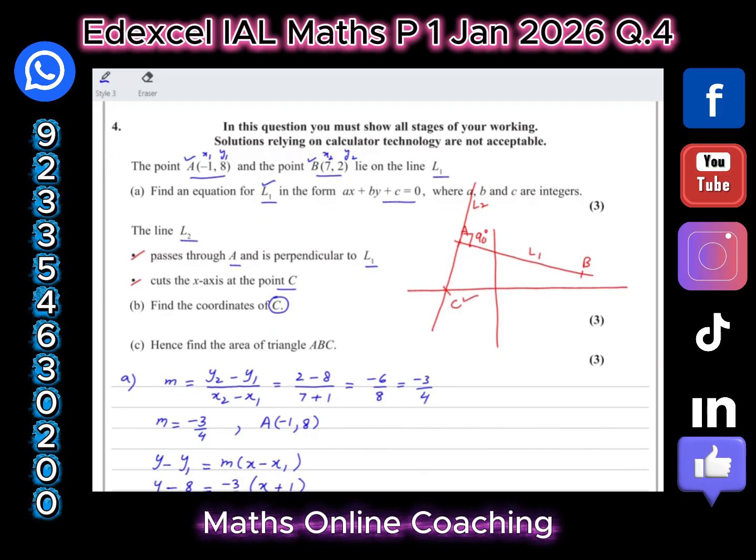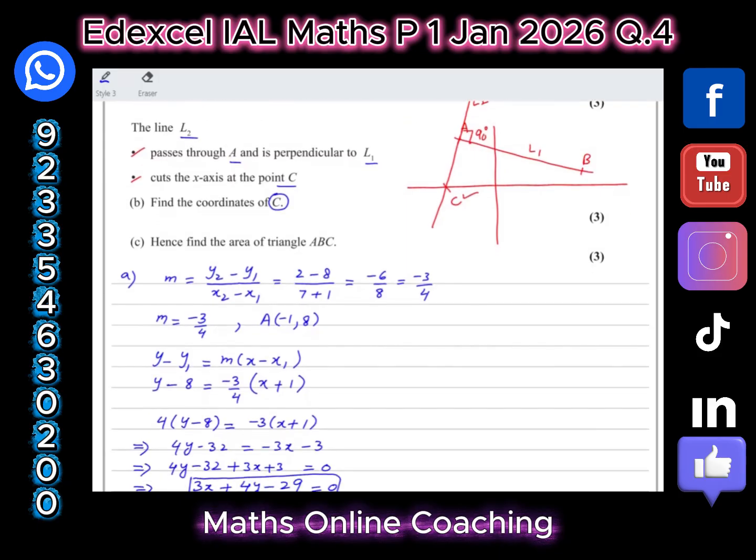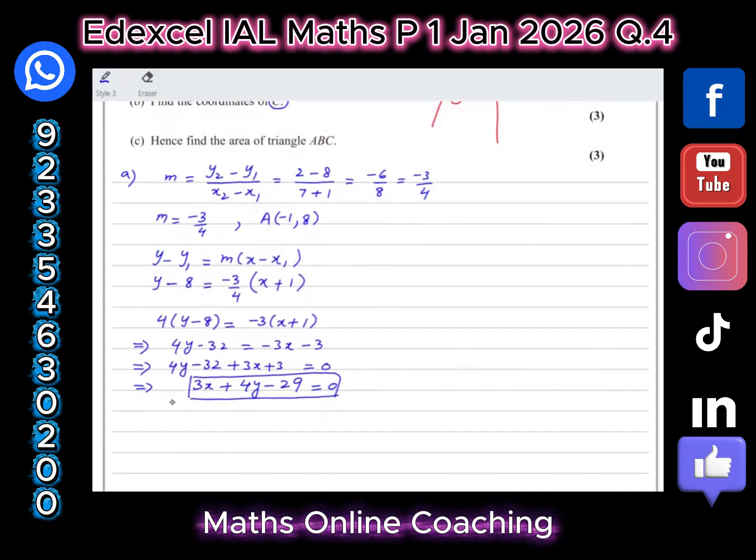According to the given information, the line L2 is perpendicular to L1. So the gradient of L2 is taken as the negative reciprocal of the gradient of L1. That is, m2 is equal to minus 1 over m1. Using the value of the gradient from part A, minus 3 by 4, this is equal to 4 by 3.